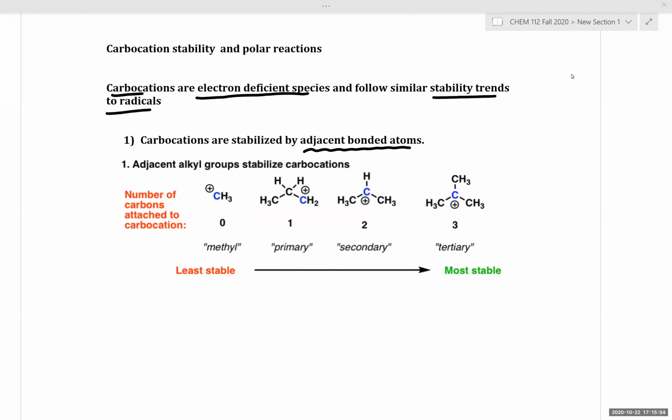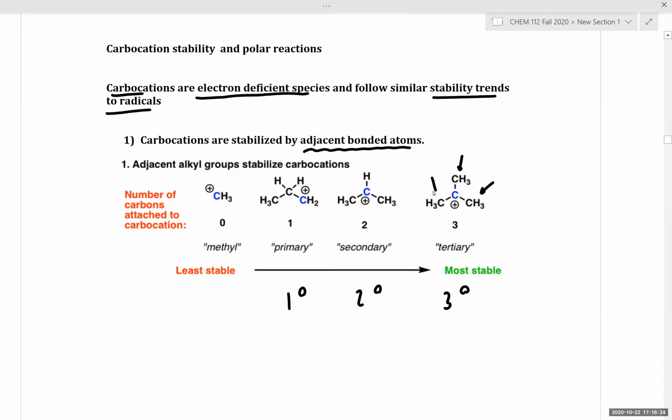Carbocations are stabilized by adjacent bonded atoms. So adjacent alkyl groups stabilize carbocations. If we compare our methyl carbocation to the primary, secondary, and tertiary carbocation, the tertiary carbocation would be the most stable.